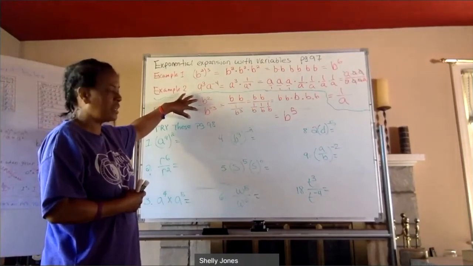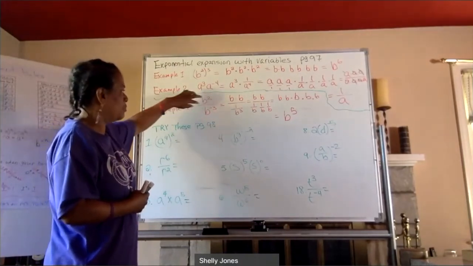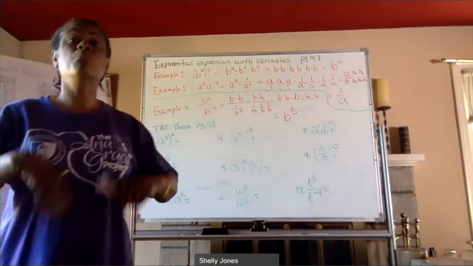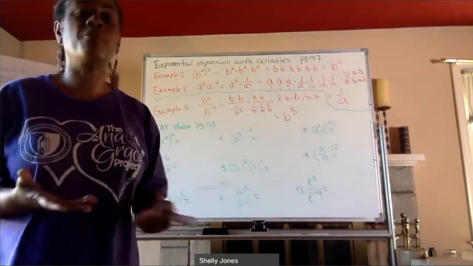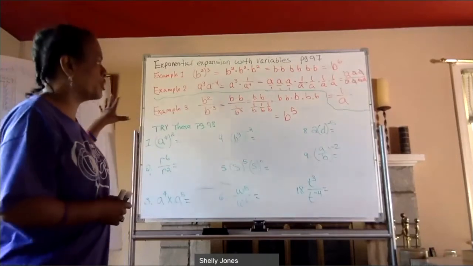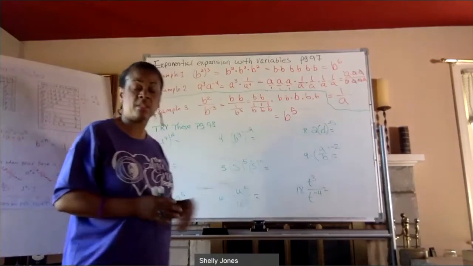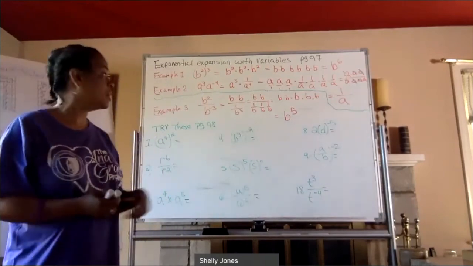Now, of course, I could have just said b squared divided by b to the negative third is the same as multiplying by the reciprocal up front. But I wanted to show you, if I write it all out, this is a more simplified version of this.